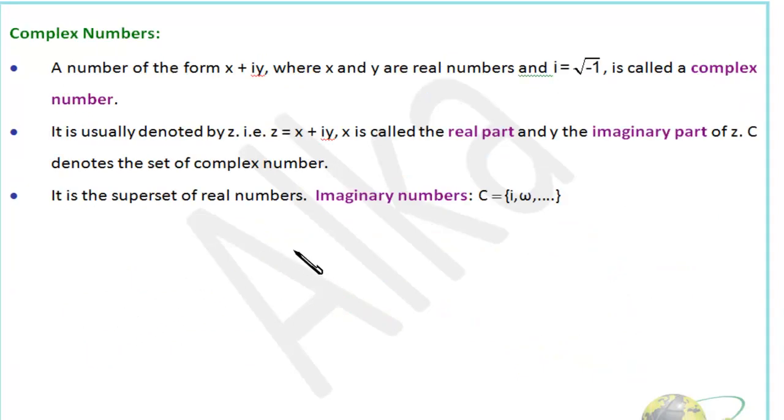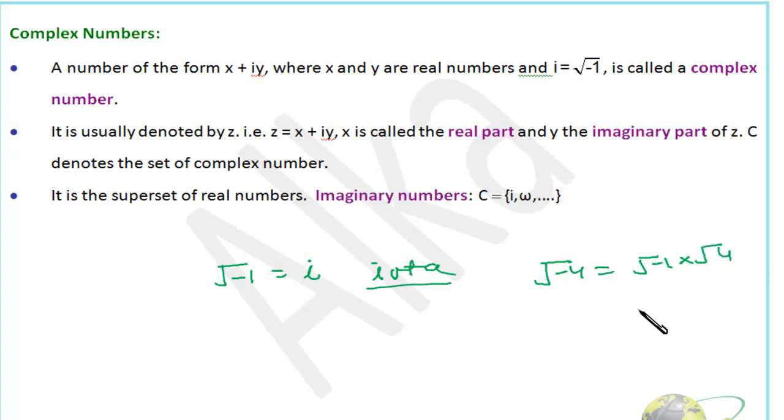So friends, we just discussed imaginary numbers. Here, root minus 1 we introduce as i, which is known as iota. So these are imaginary numbers. That means root of minus 4 will be root of minus 1 into root of 4, so it will actually be 2i, or 2 iota. This is an imaginary number. Whenever you see an iota, that represents an imaginary number.